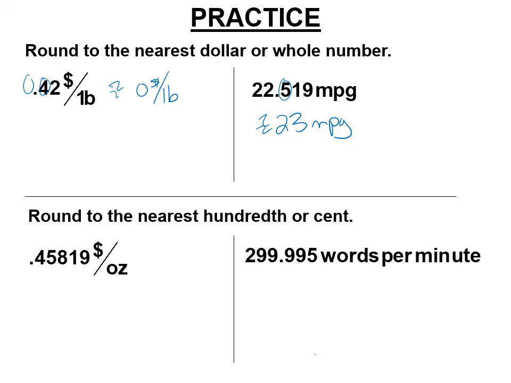Round to the nearest hundredth or cent. So for cents, we're going to look at this 8 because there's the cents, and the 8 makes it go up to 46 cents per ounce approximately.